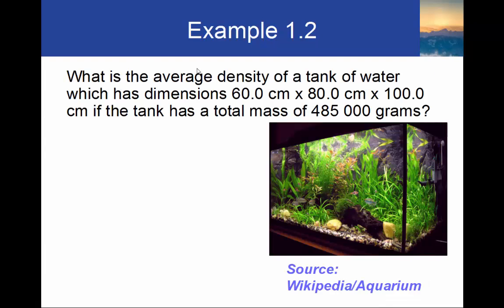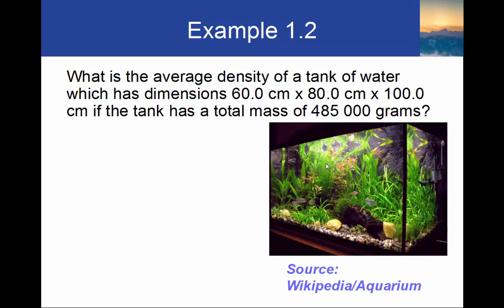Our second example says that we have a tank of water which has these dimensions, maybe 60 centimeters deep by 80 wide by 100 long, for example. And it says that the total mass of the tank, including the water and whatever else is in it, is 485,000 grams. And what it wants to know is, what is the average density?